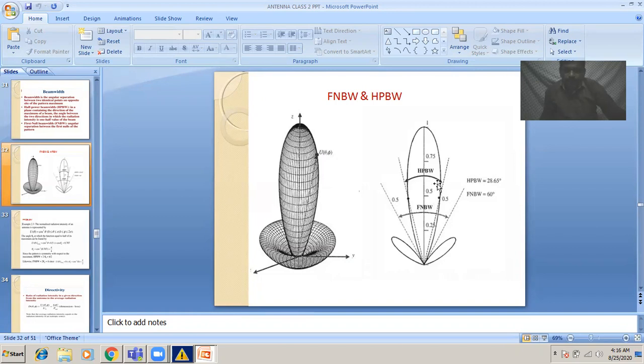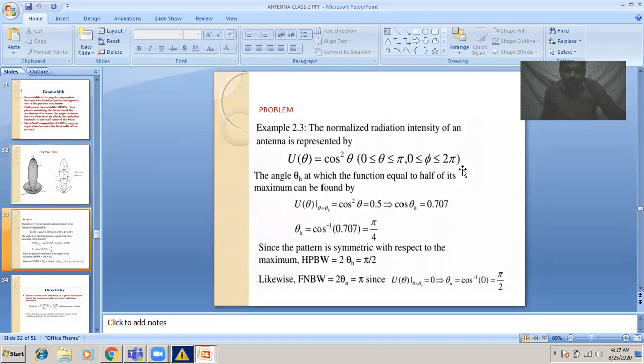And similarly, these two are the half power points. Since we are taking the beam width between these two half power points, this is called half power beam width. In shortcut it can be represented by HPBW. So we'll take the example of how to calculate the half power beam width.